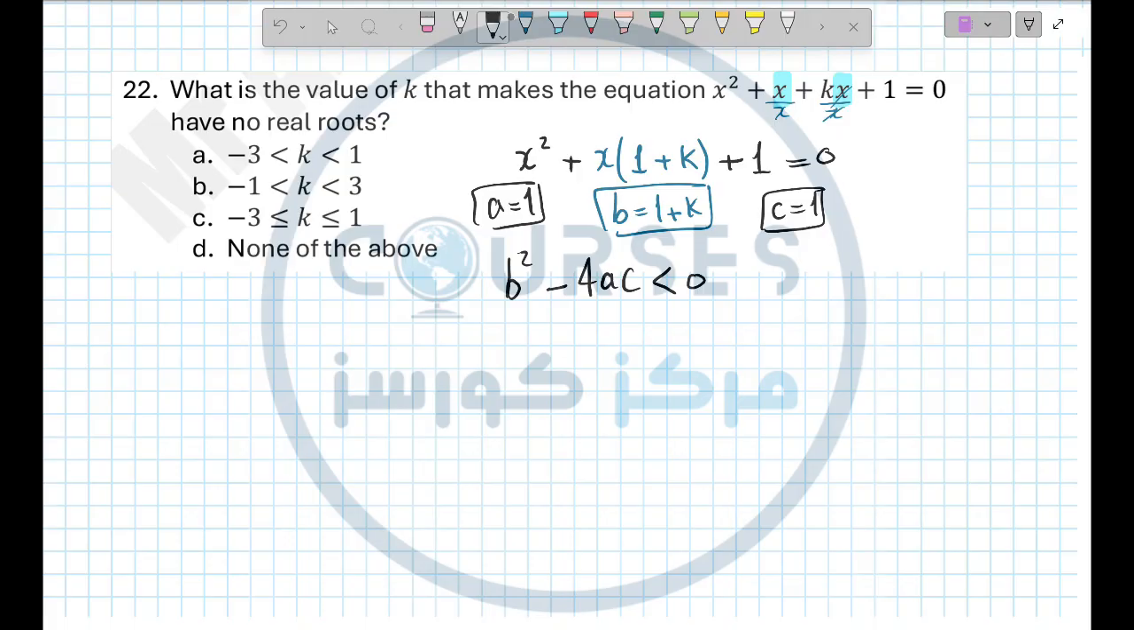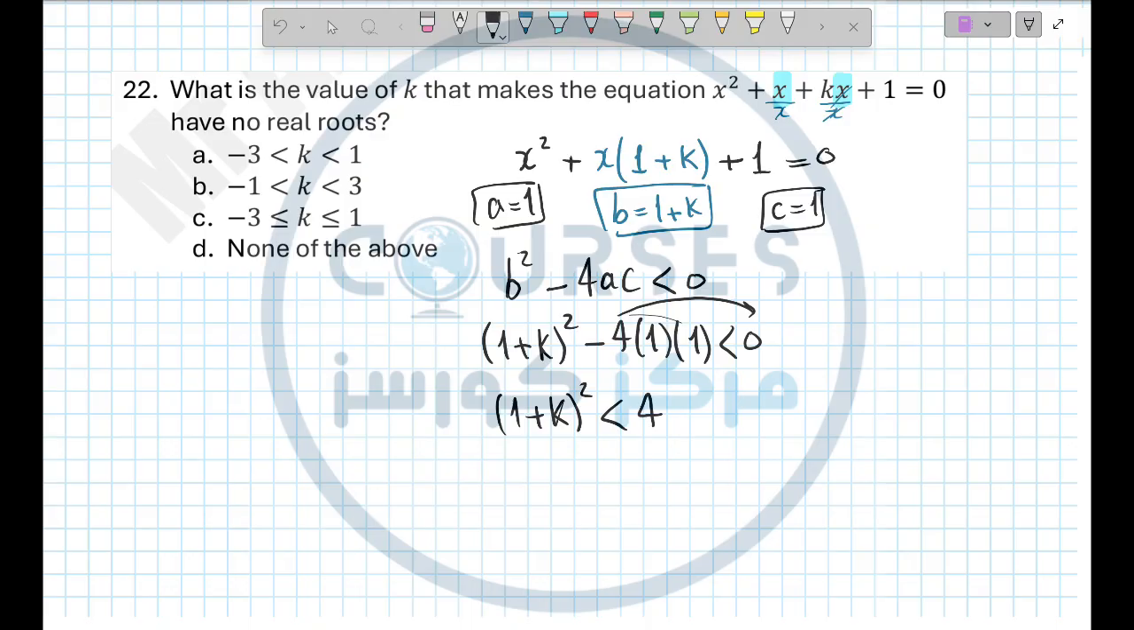So we're gonna have b is 1 plus k squared minus 4 times a, which is 1, times c, which is 1, is less than 0. So 4 times 1 times 1, that's 4. So 1 plus k squared, this is all negative 4. You can send it to the other side, so it will be less than 4. You can either expand this bracket and factor and test, or you can do it using square root.